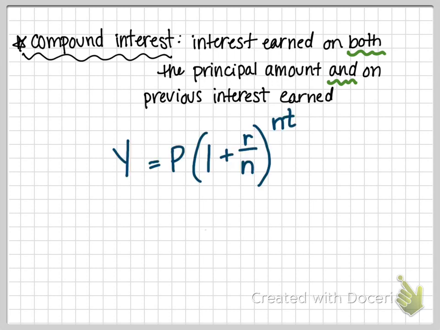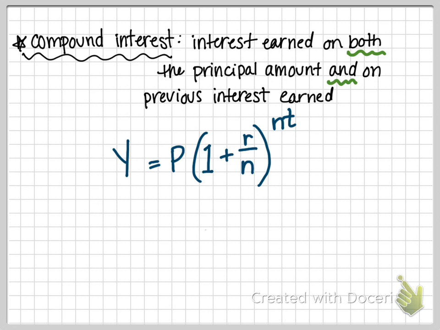Okay, here's the formula, you guys. It looks bad. It's not that bad. It's really not. We're going to talk about what each of these mean. So y equals P times the quantity 1 plus R over N, to the N times T. Again, this is a number 1, not an L or anything.